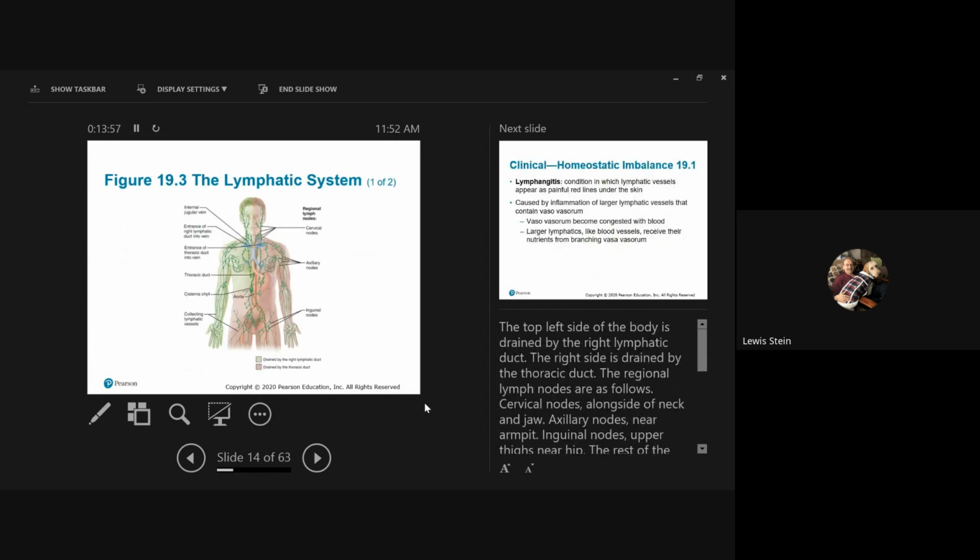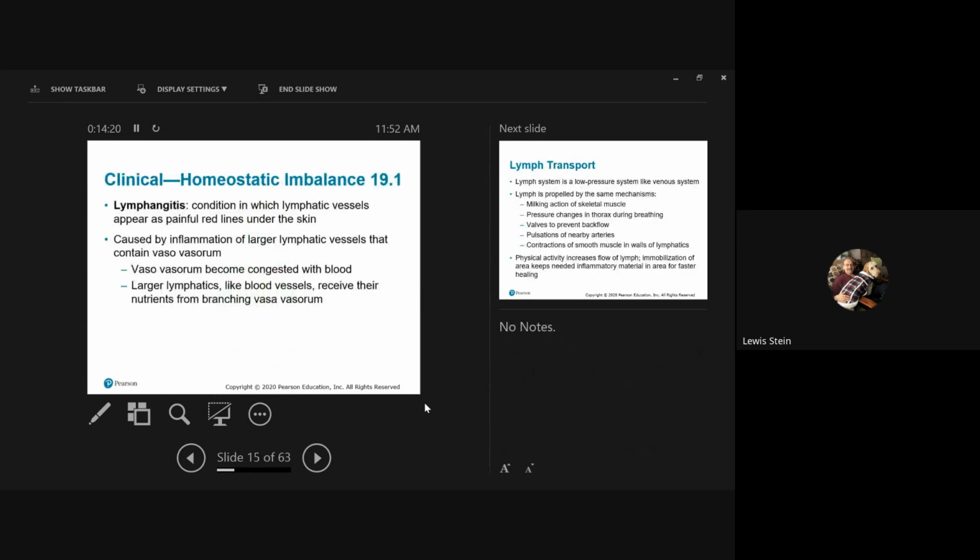And that's the illustration that kind of shows it to you. Arm, right side of the upper torso, right side head and neck. That's all, as you can see, the right lymphatic duct. Everything else, whether it's the left side of the lower extremity, the left side of the abdomen, all the rest are going in by the thoracic duct. And as you can take a look, it'll all be on the left side.